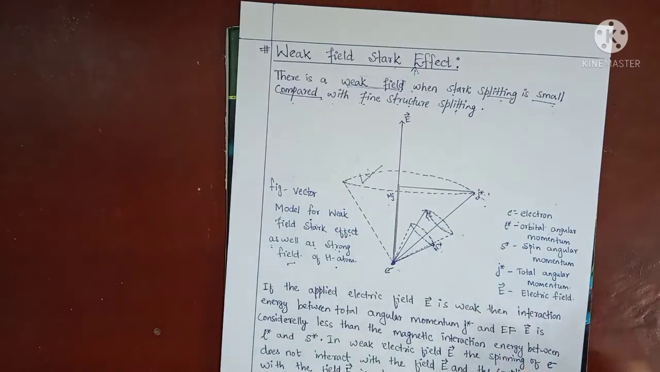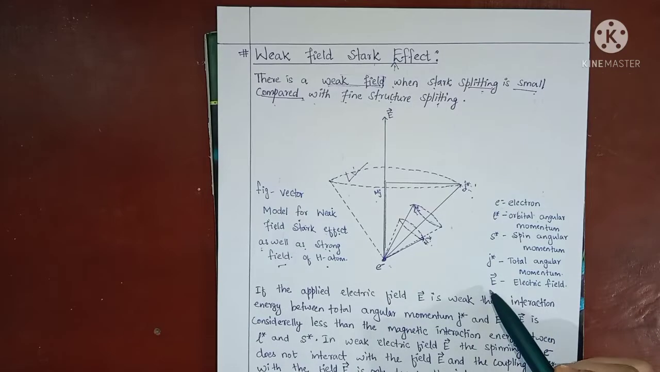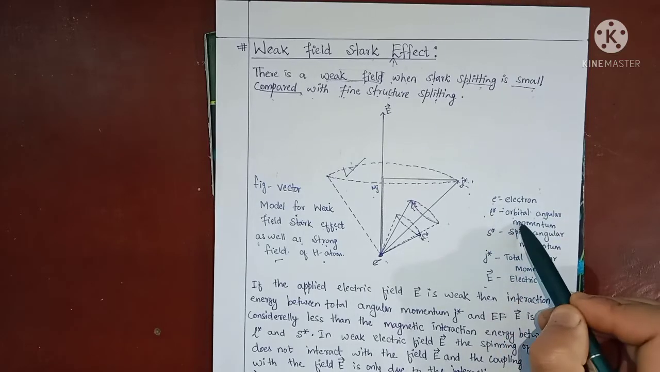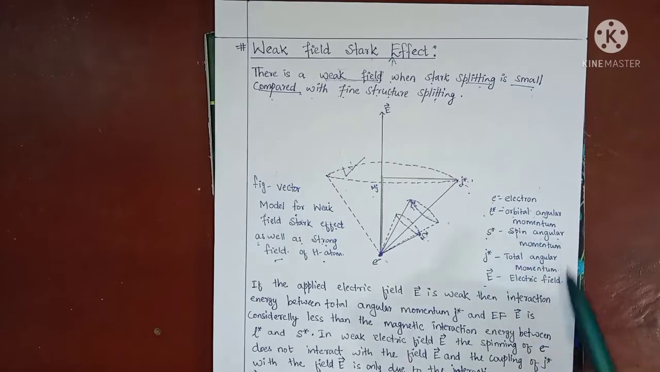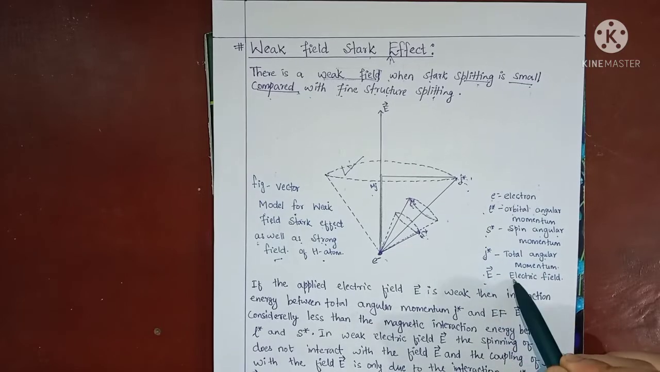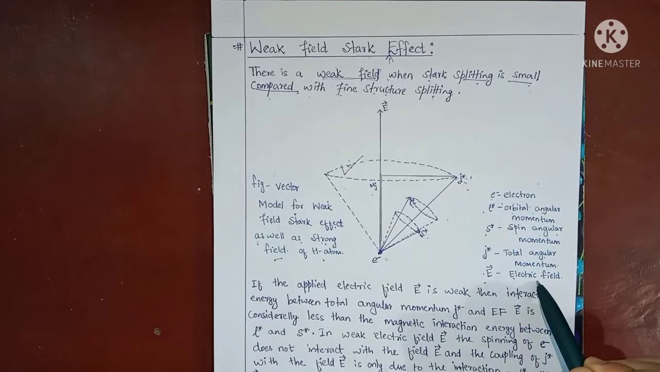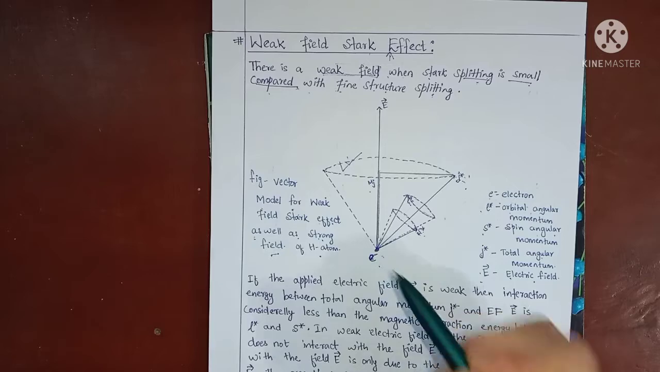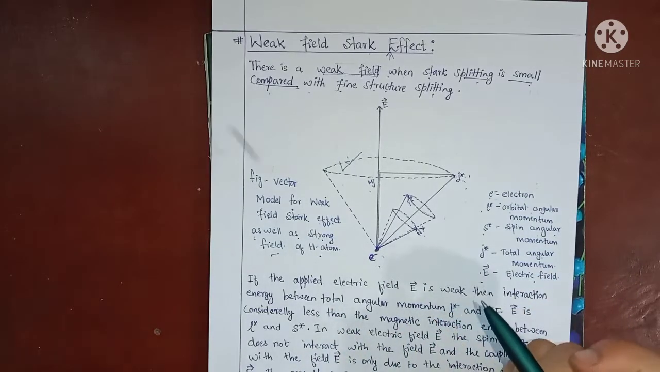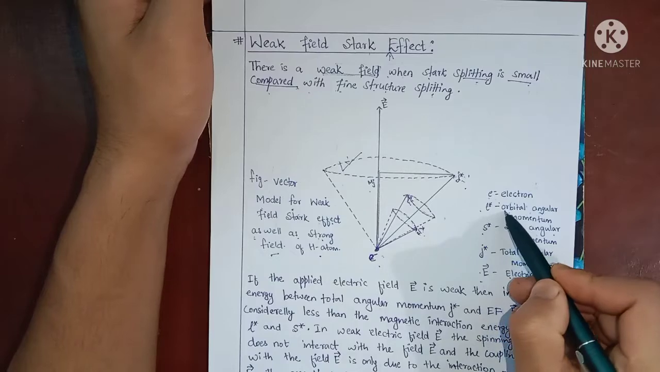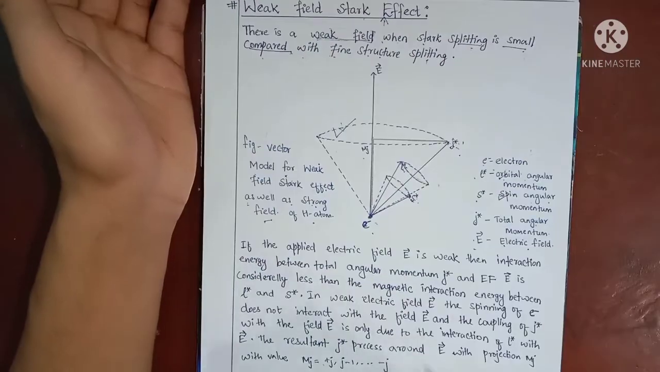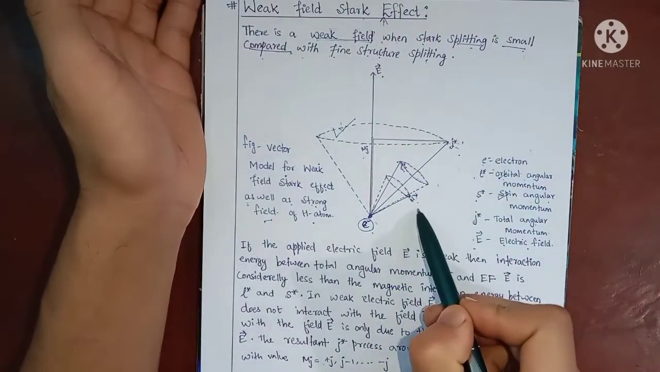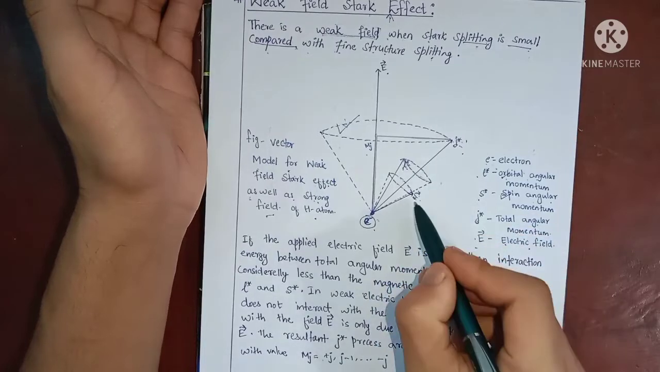In this diagram, I already wrote the notation: e is the electron, L star is the orbital angular momentum, S star is the spin angular momentum, J star is the total angular momentum, and E is the applied electric field. So if we see the diagram, we see the electron, which has two angular momenta: one is the orbital angular momentum and the other is the spin angular momentum. So this electron is placed in an applied electric field. It gives the two angular momenta, that is, orbital angular momentum and spin angular momentum.